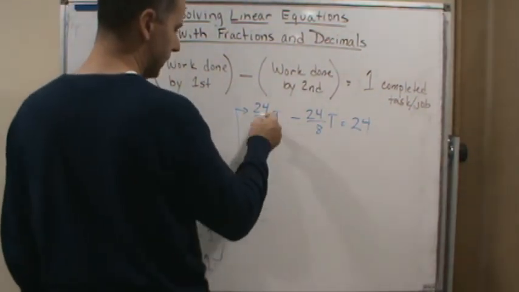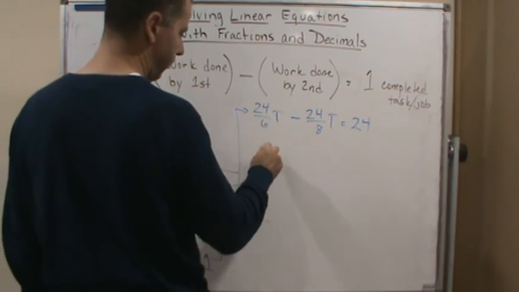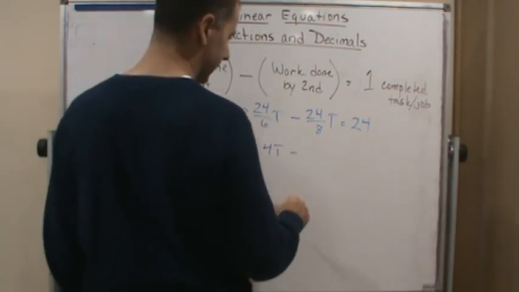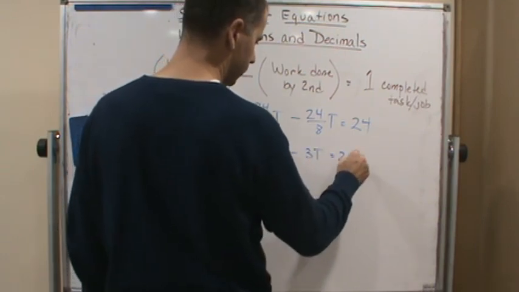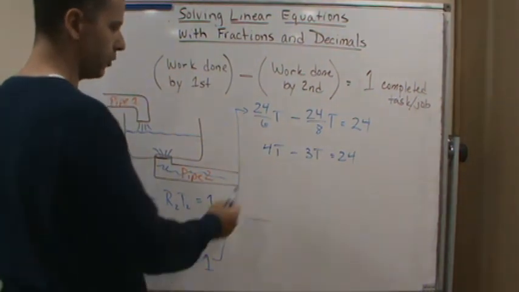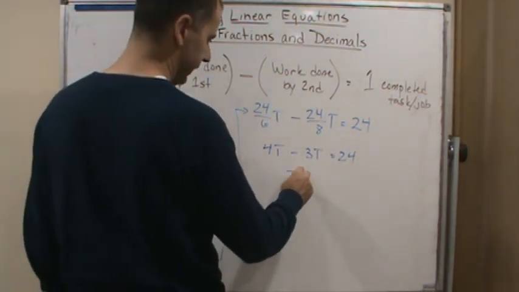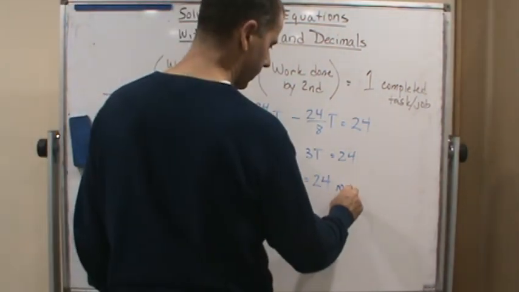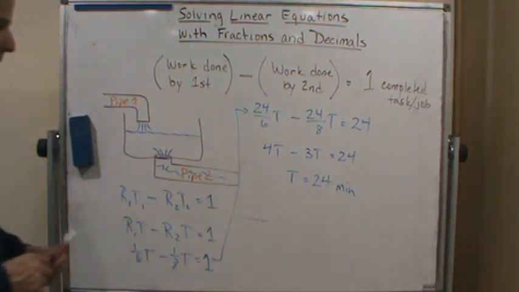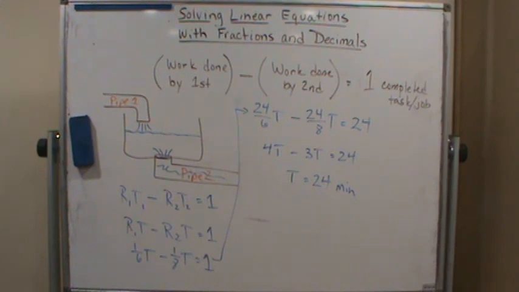Now, what does this become? This is 4t minus 3t equals 24. If we subtract these two, we get t equals 24. 24 what? Minutes. So it would take 24 minutes before the tank started to overflow if the faucet was not turned off. And that's it. Have a great day.